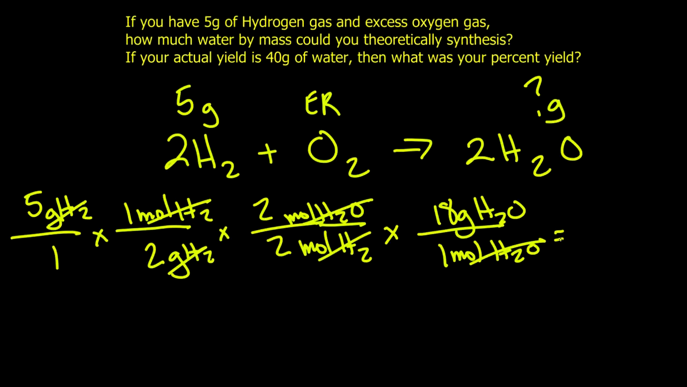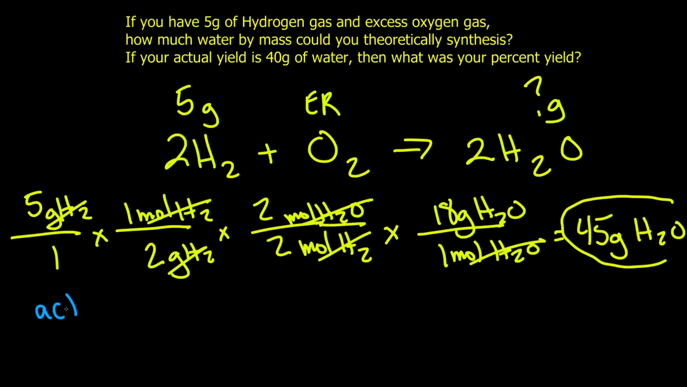Now we can do a little bit of math. So 5 times 1 divided by 2 times 2 divided by 2 times 18. Theoretically, in this experiment, we should produce 45 grams of water. So there's our first answer. We should produce 45 grams of water. But if we only produced 40 grams, what's our percent yield?